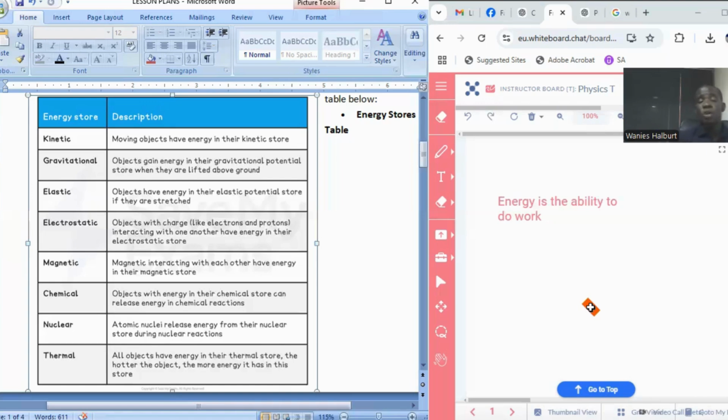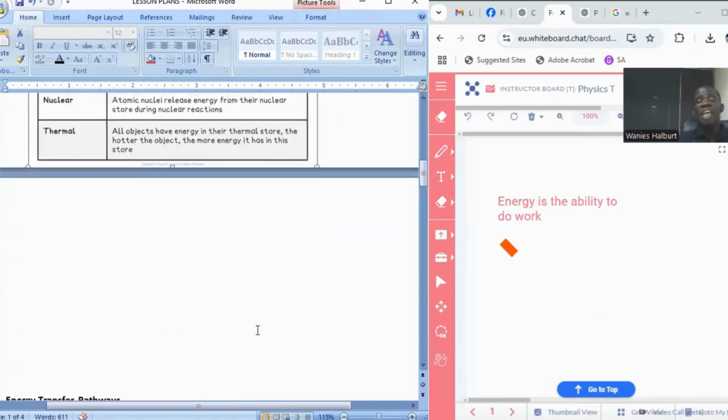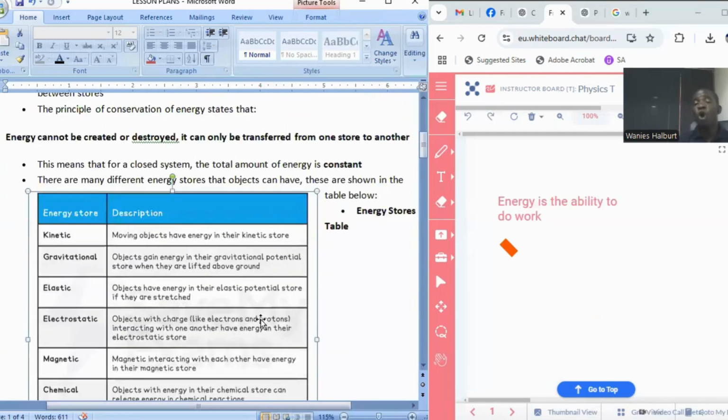Then we have the nuclear energy store. Atomic nuclei release energy from the nuclear store during a nuclear reaction. When there is a nuclear reaction, they release their energy from their nuclear energy store. Then we have the thermal energy store. All objects have energy in their thermal store. The hotter the object, the more energy it has in the thermal store. So now, all of these are the various energy stores that we have.